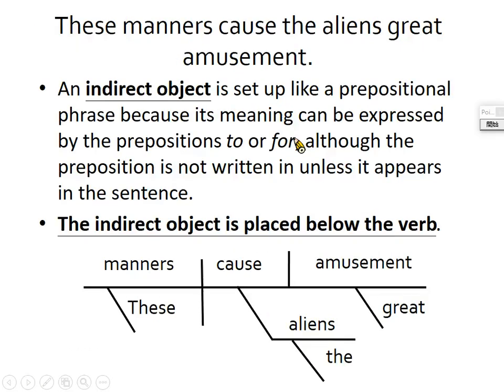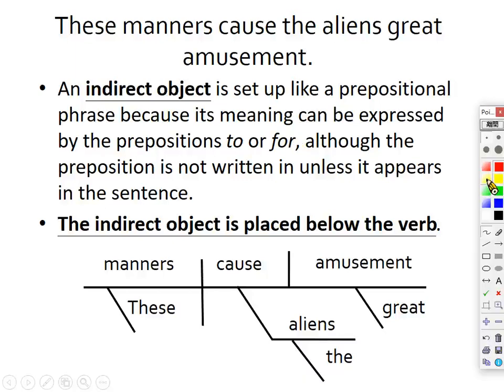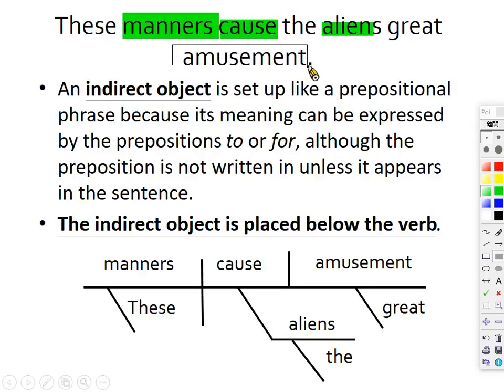Okay, a little bit more. These manners caused the aliens great amusement. Look at this. This is sentence pattern number 8, right? Look here. We have a subject. We have a transitive verb. We have aliens as an indirect object, and amusement as a direct object, right? So look here. This kind of combination is a little bit difficult for us to imagine.